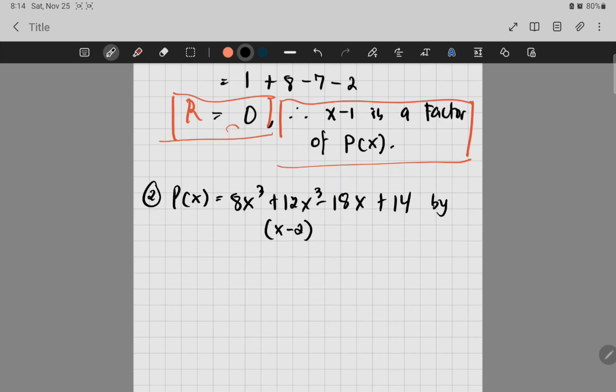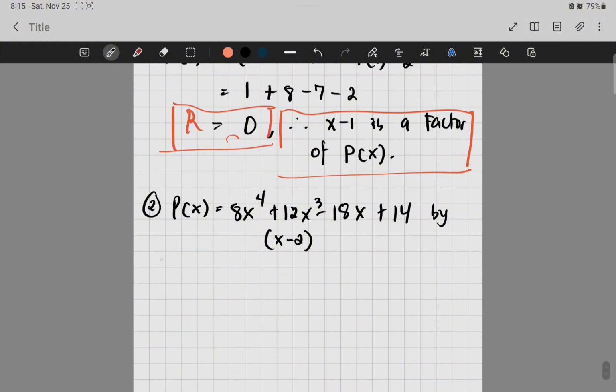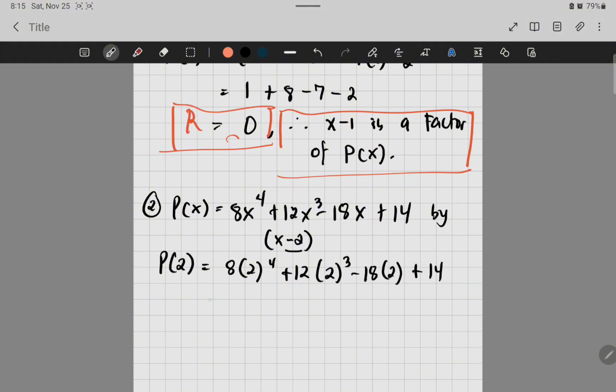Alright, so let's have our second example. Let p of x is equal to 8x cubed plus 12x squared. It should be 8x raised to 4 plus 12x cubed minus 18x plus 14 by x minus 2. Alright, so by using the factor theorem, that will become p of 2. Okay, is equal to 8 times 2 raised to 4 plus 12 times 2 raised to 3 minus 18 times 2 plus 14. 2 raised to 4, that is 16.